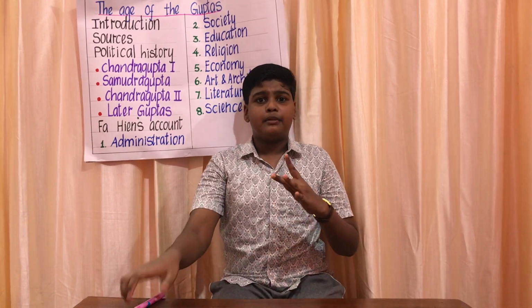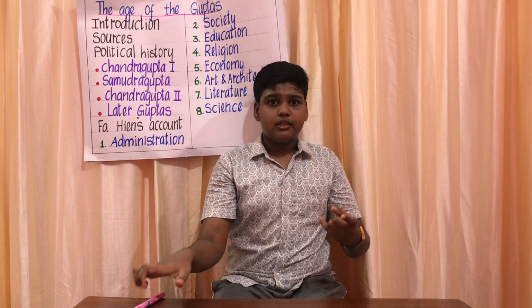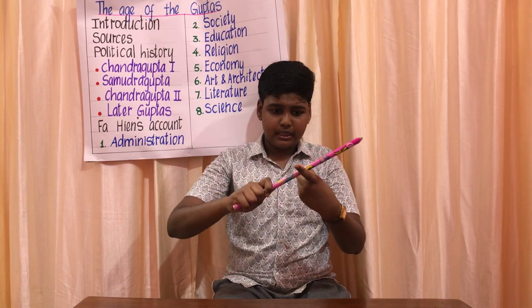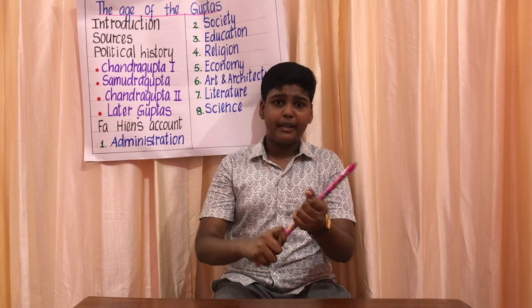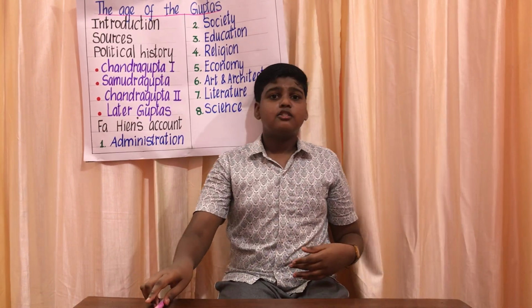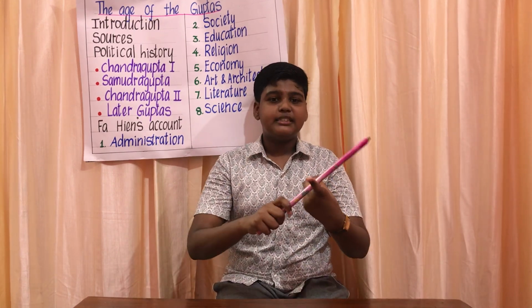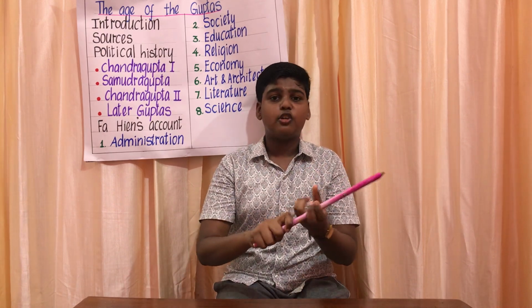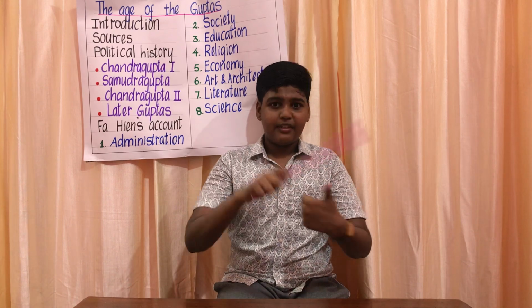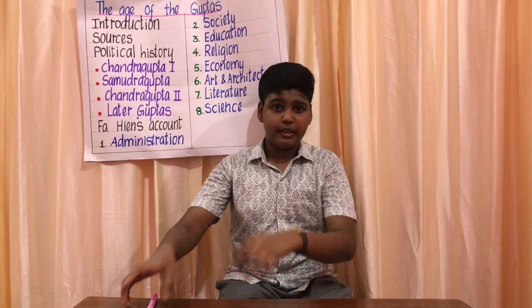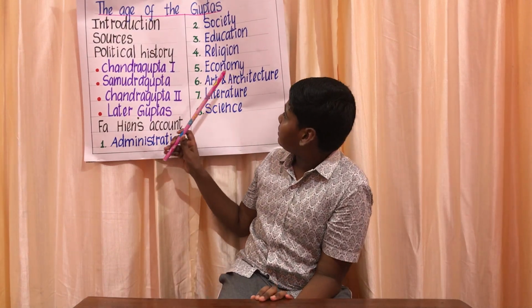Now, what did they trade? India traded with Southeast Asia, Western Asia, Africa, and a few Mediterranean countries. A few of the objects which were traded are spices, precious stones, perfumes, textiles, and ivory. These are a few of the things which were traded. Okay, economy is completed.